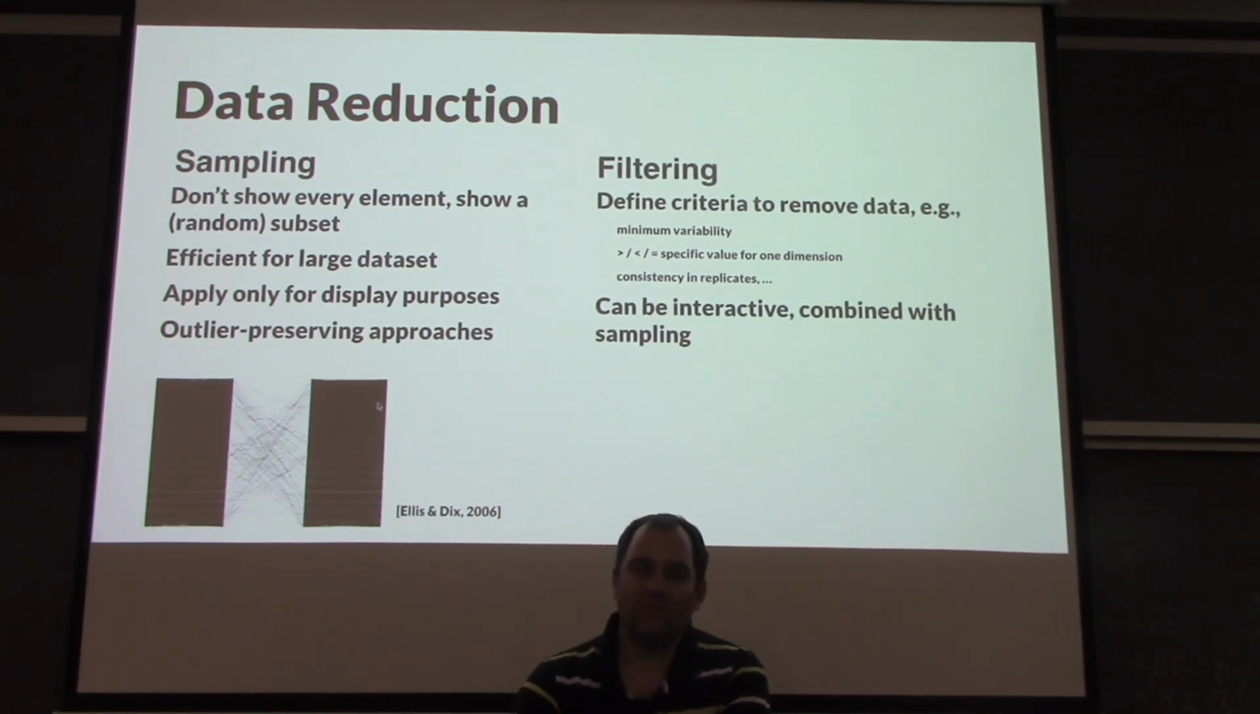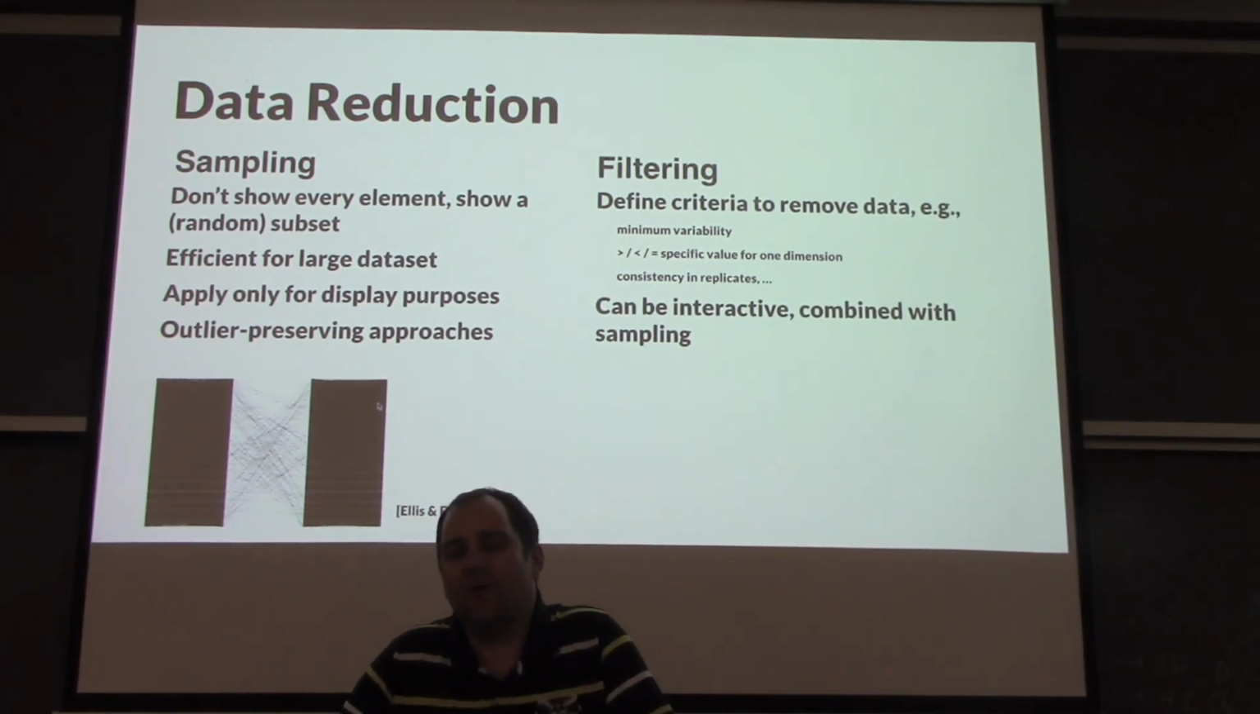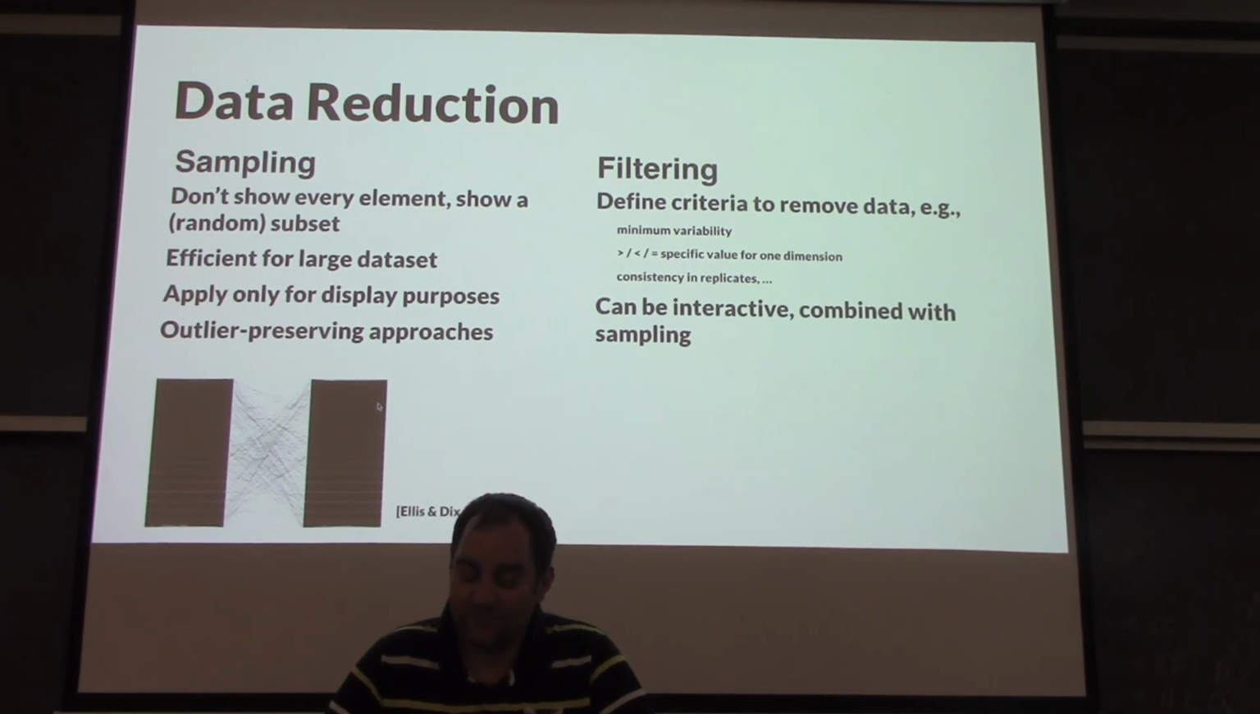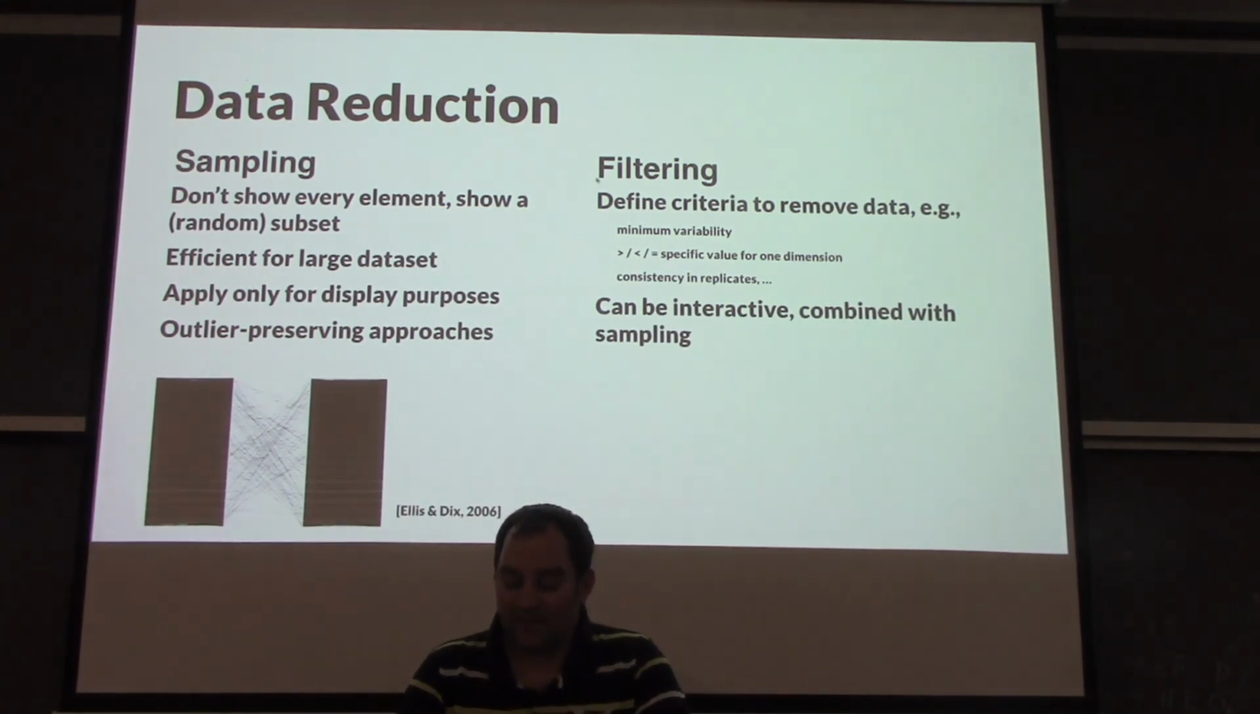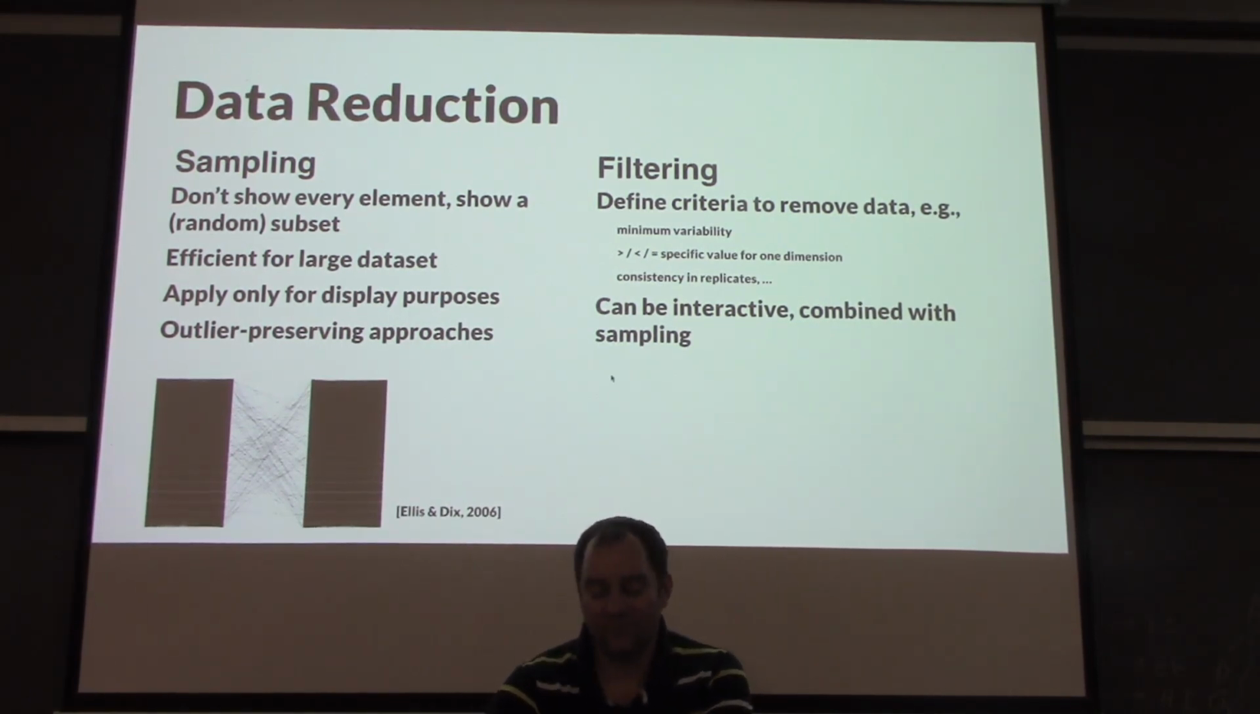One thing that is important if you ever implement something like this with sampling and have a data backend: if you run any queries on the backend, you can only apply the sampling for display purposes, but any query or filter that you run should still apply to every data set. And then for filtering, you can either filter directly on the dimensions, or you can filter based on any other criteria, things like minimum variability, specific values for one dimension, consistency in replicates, and so on. And all of this can be interactive and combined with sampling.